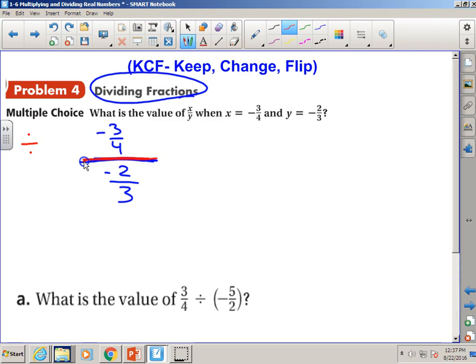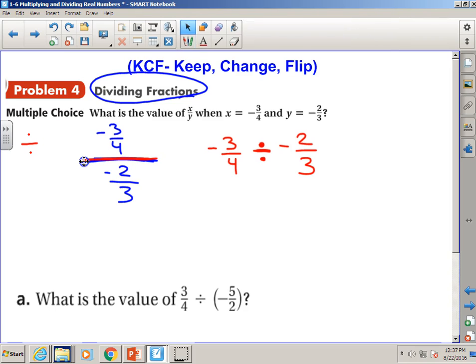But I don't like the way this is written. I tend to work this out better when I have this negative 3/4 divided by negative 2/3. So yeah, in algebra we use that division sign, the fraction bar as a division sign, but when I'm used to, when I have my fraction that I'm dividing, I change it to that division sign.